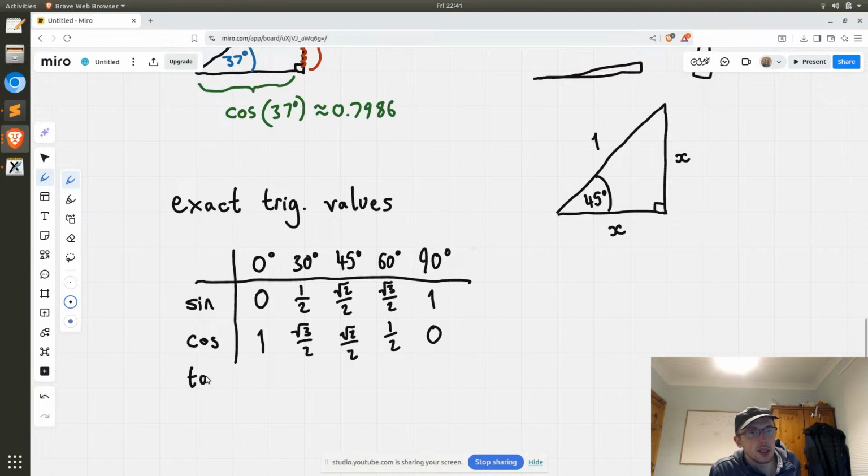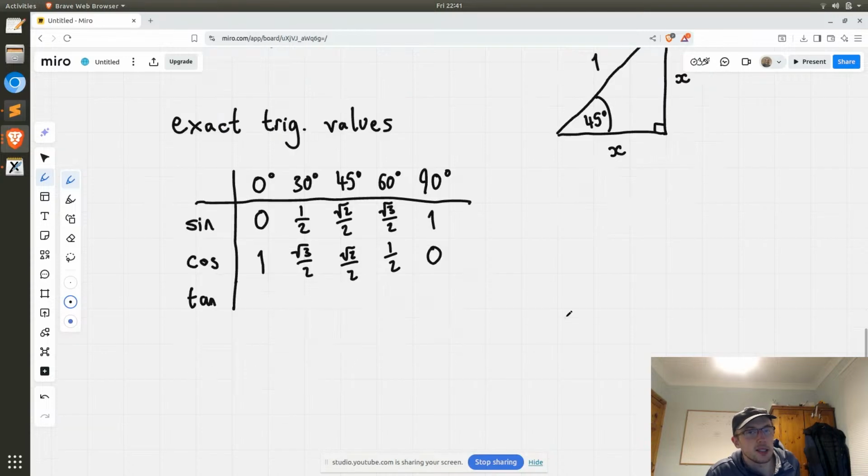And the tangent, that you obtain by dividing the length of the opposite by the adjacent, and therefore in the unit right triangle, it's literally sine of theta divided by cosine of theta. So 0 divided by 1 is 0. A half divided by root 3 over 2 is 1 over root 3. Root 2 over 2 divided by root 2 over 2 is 1. This is root 3, and this is undefined or infinity, however you like.